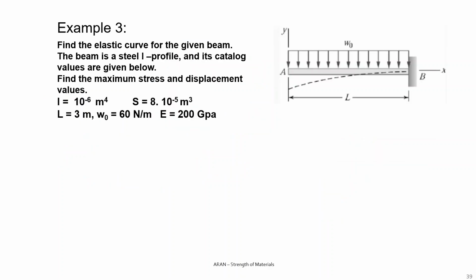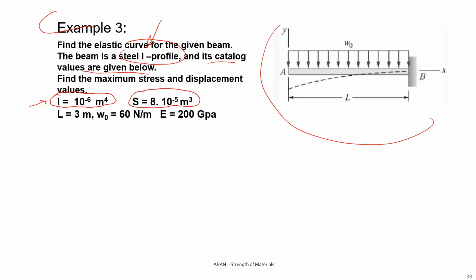Another example, we have a beam. The beam has a steel profile and its catalog values are given. In the catalog, you have the moment of inertia for the section and the S value. This is the section modulus. This is the elastic modulus of steel, and we have a length of 3 meters and the distributed force is 60 Newton per meter. Find the maximum stress and the displacement values.